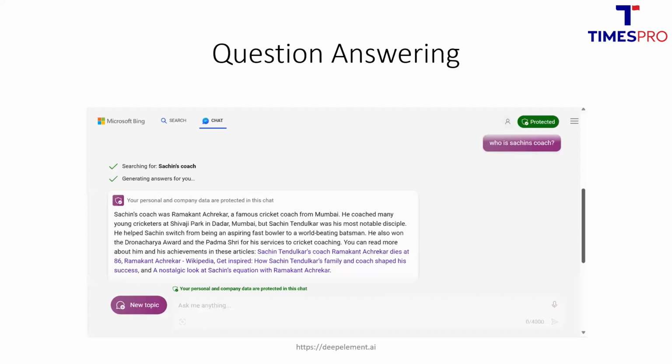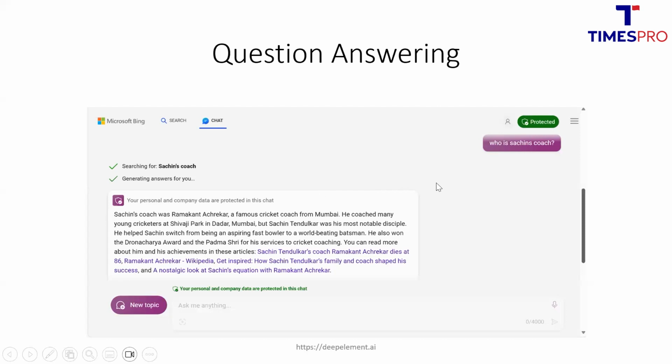Now coming to question answering, here I have changed the context slightly. Instead of giving keywords, I have asked "Who is Sachin's coach?" Okay, and the response is something else. Here the question answering system understood that we are talking about Sachin Tendulkar. So the answer is: Sachin's coach was Ramakant Achrekar.